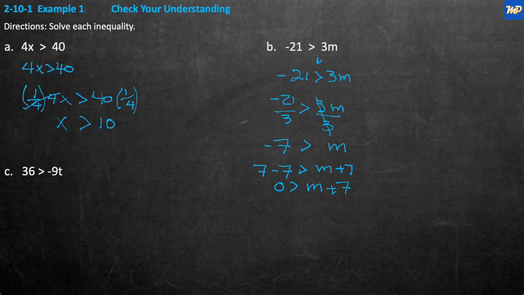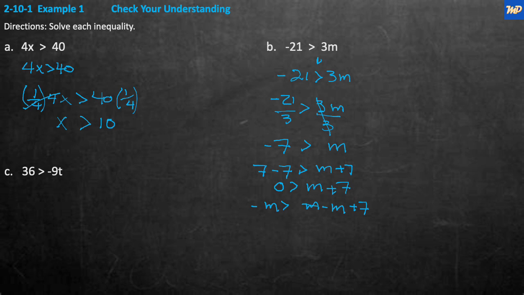Now we've got to get the m to the other side, like we said. In order to do that, you're going to subtract it. So now we're going to say negative m is greater than m minus m plus 7.